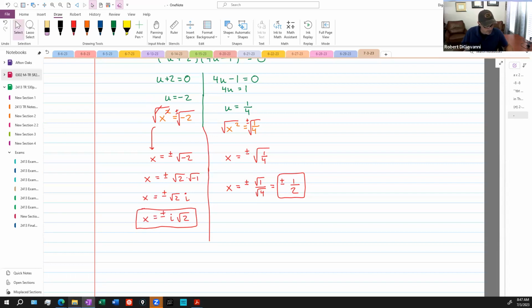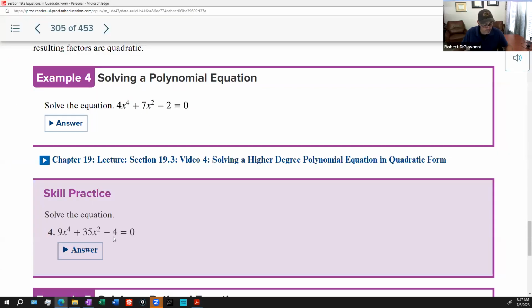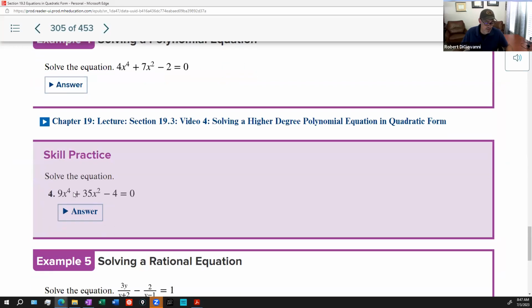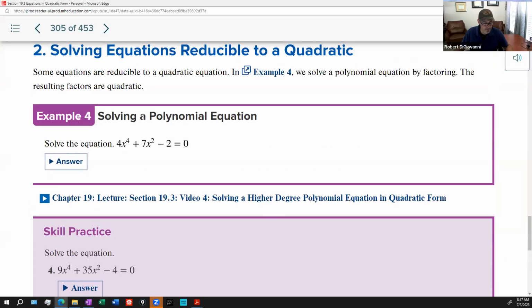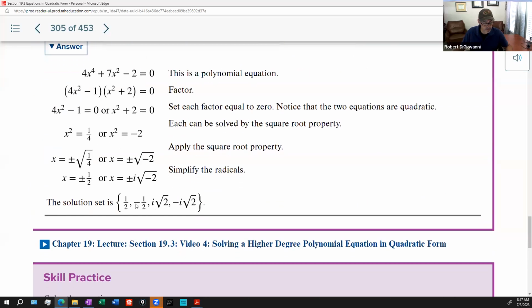I need to go back and look if it said to get just the real solutions or not. No, it just says solve the equation. It doesn't say, you know, just give me real answers. So the answers here, you can see how they wrote them like this. They separated them. They did positive 1/2, negative 1/2, positive i root 2, negative i root 2.